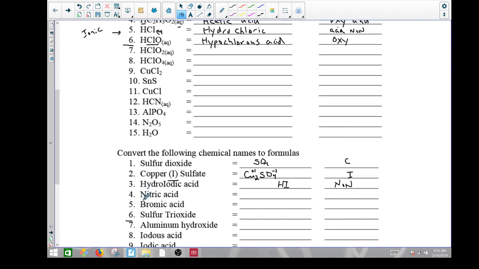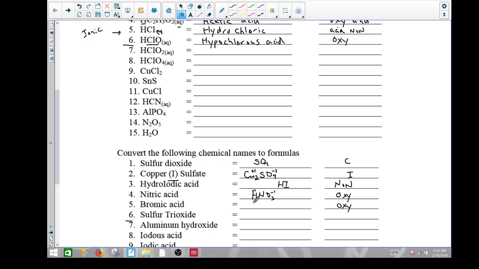This one, because there's no hydro up front, is an oxy acid. Every acid starts with an H, NO3, -1, +1. There you go. This is bromic acid, oxy.